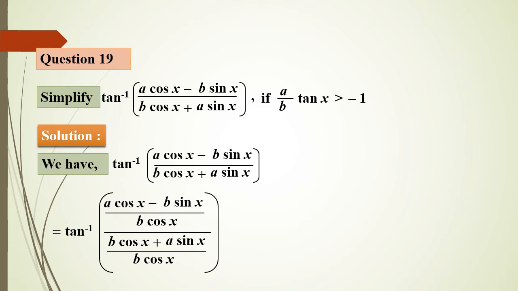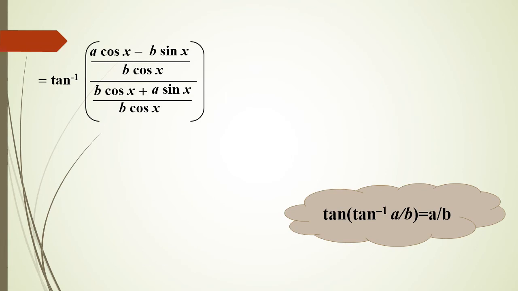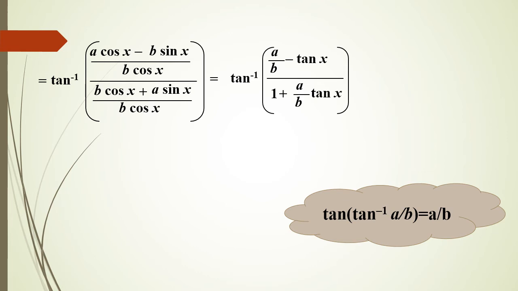You divide by b cos x in the numerator and also in the denominator, in the sense that you split the terms. Then tan inverse of a cos x divided by b cos x: cos are gone, a by b remains, minus b sin x divided by b cos x: b and b both are gone, sin x divided by cos x is tan x. Divided by, in the denominator, b cos x divided by b cos x is 1, plus a divided by b times sin x divided by cos x, which is tan x.